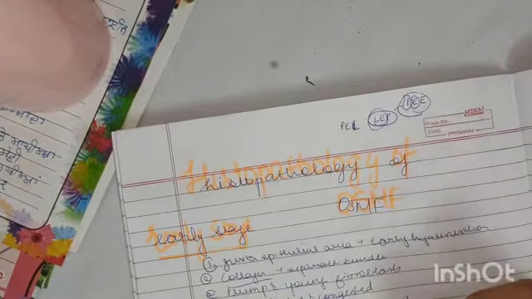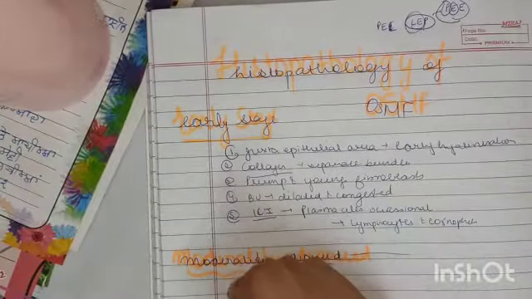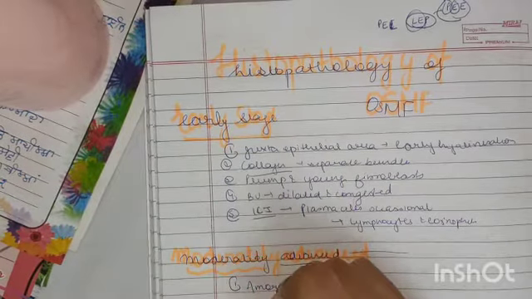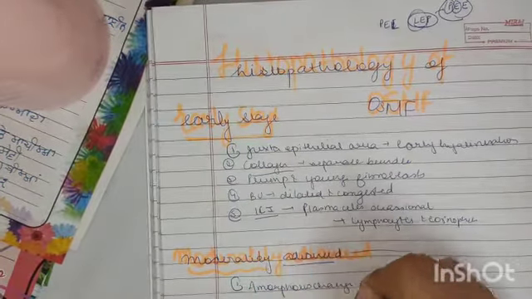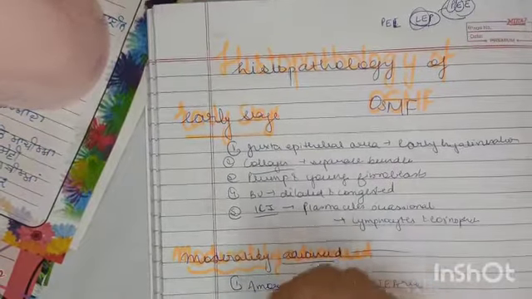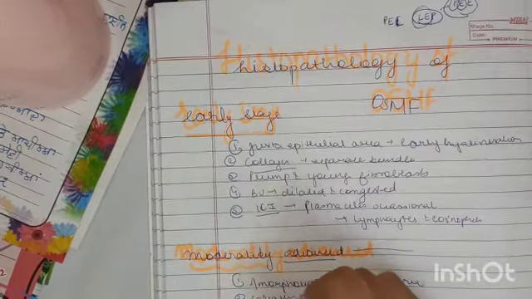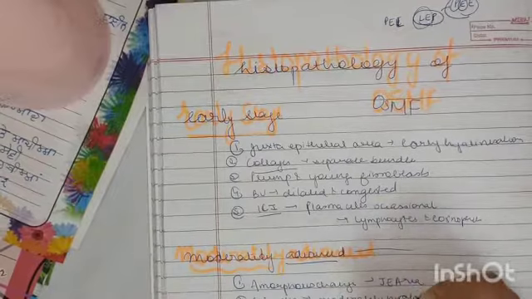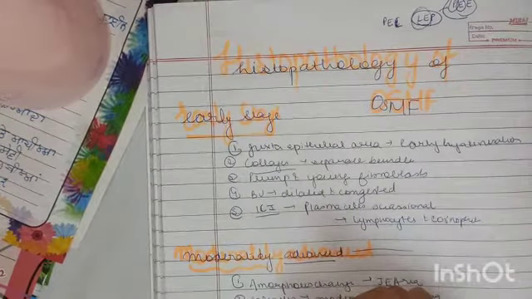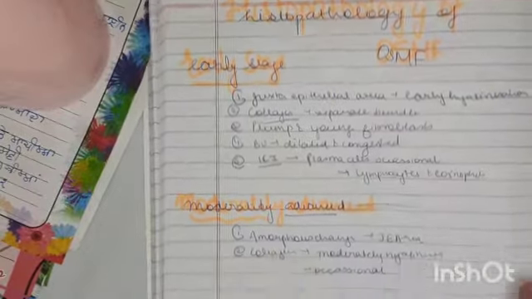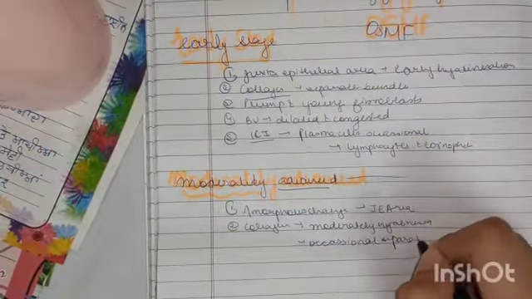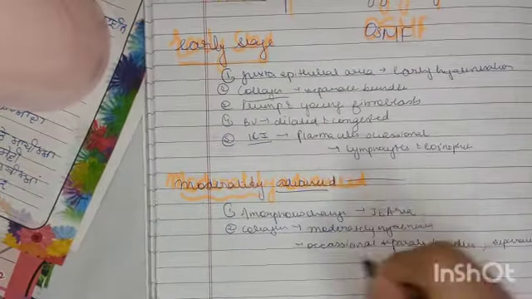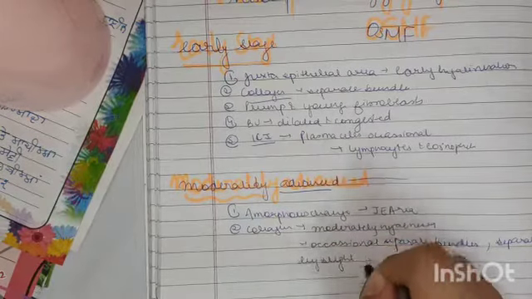Now coming on to the moderately advanced stage. In the moderately advanced stage, what we see is there is hyalinization. So there is amorphous change in the juxtaepithelial area. Then the collagen is moderately hyalinized. There are occasional separate bundles that are seen. Also, they are separated by slight residual edema.